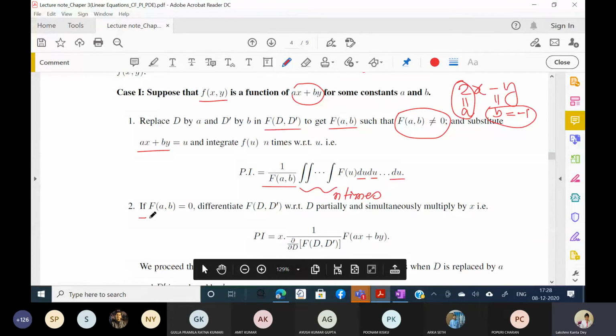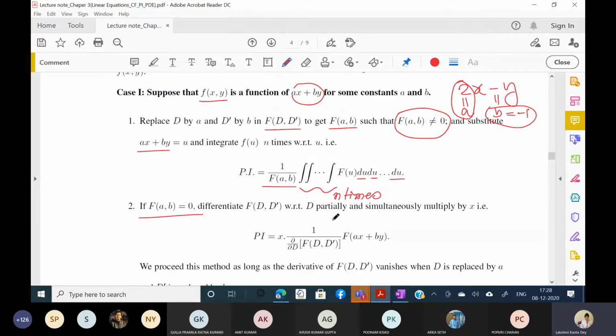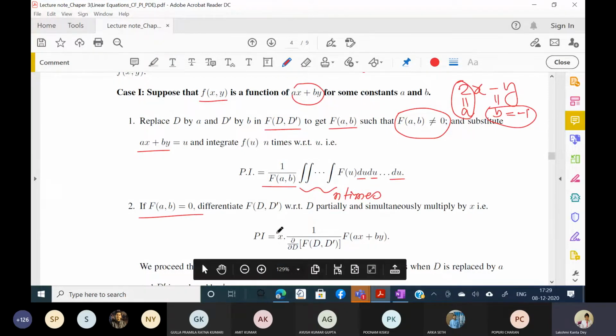Now come to the special case. Whenever F(a,b) is equal to 0, then we have to differentiate F(D, D dash) with respect to D partially and simultaneously multiply by x. That means first we write x on the left hand side, beyond your operator. This is your symbolic operator, and if we write x here, then we have to operate on it. If we write it on the left side, then its function is over. It is independent of the operator. So x will come on the left.